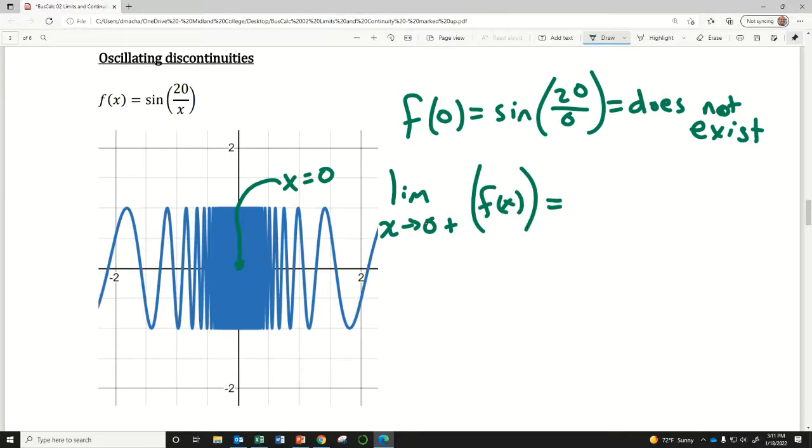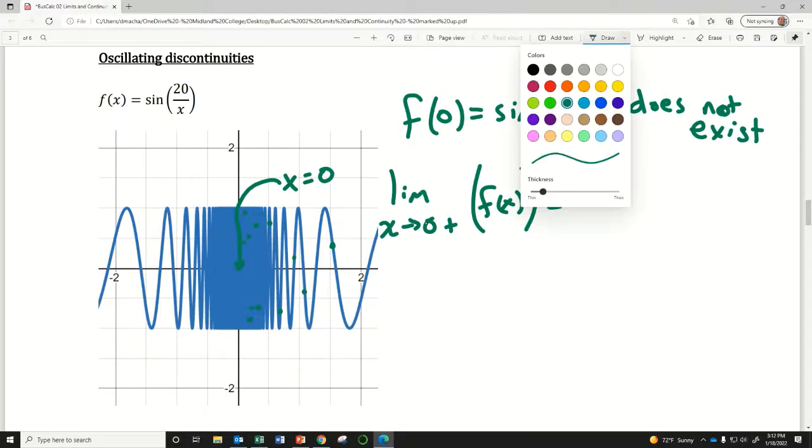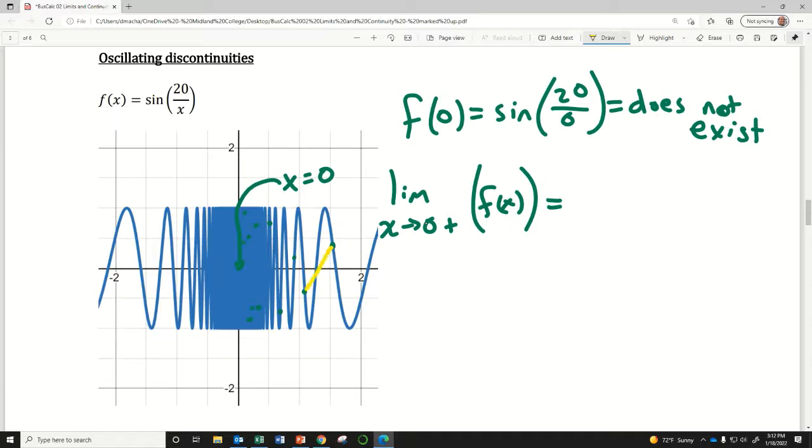So starting somewhere on the right, so for some x larger than 0, I'll just see what my function evaluates to as I get closer and closer to x equals 0. And I may have to change colors here so that you can see it. But what's happening here is I'm not actually approaching any particular value of my function.